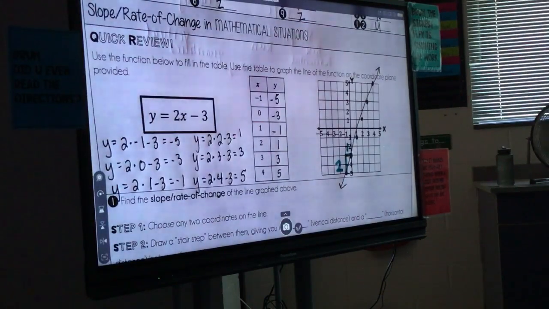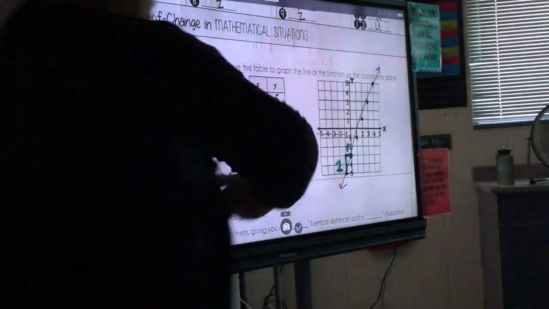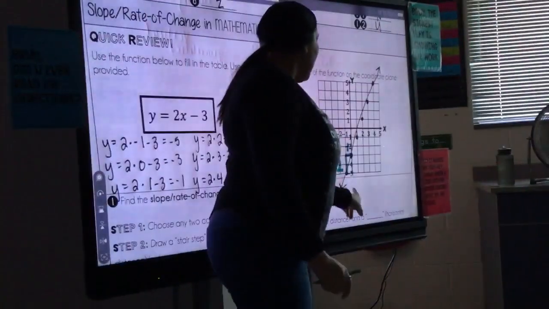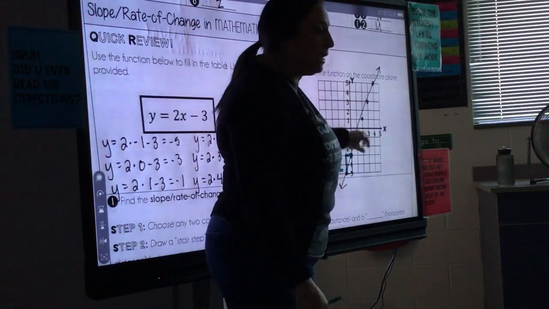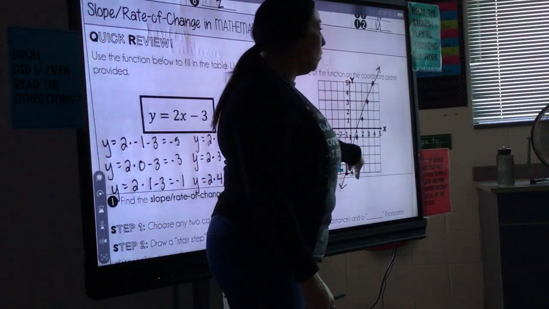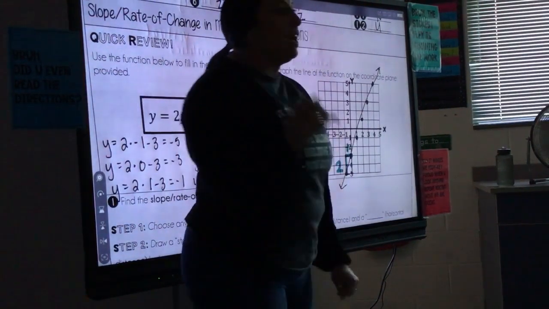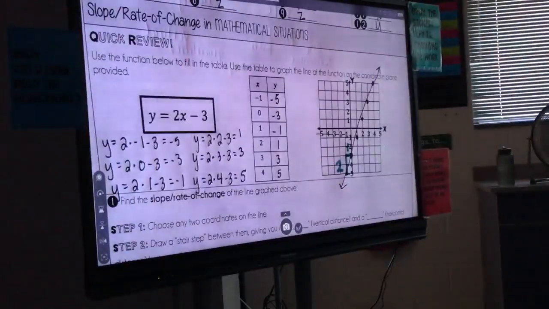So pick any 2 dots. Everyone look right here. Because I can't draw a straight line, I picked the first dot that I made, and I just found my slope, right? So I went 2 up, 1 over. So I want everybody to pick a set of 2 coordinates and find your slope. Identify it. Thumbs up when you're ready to move on.